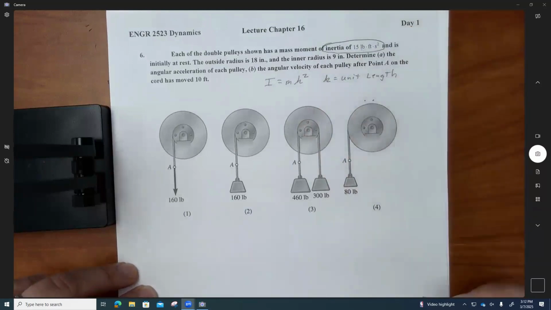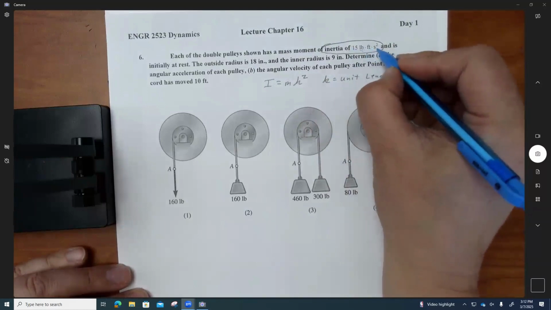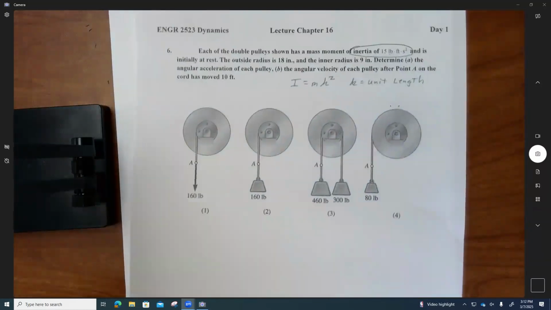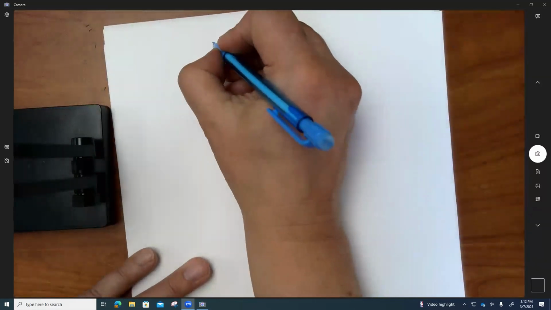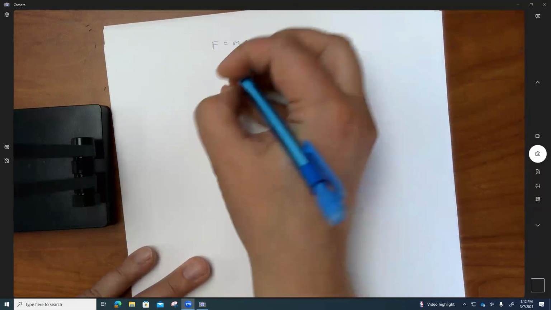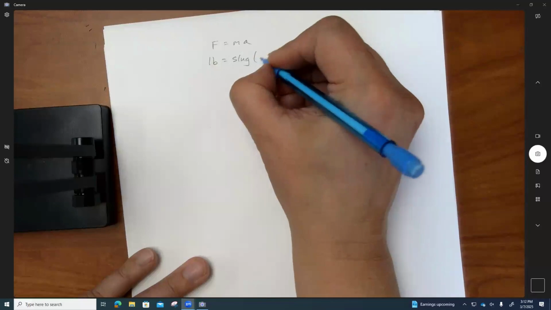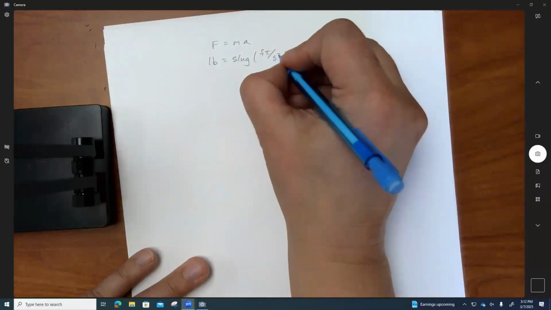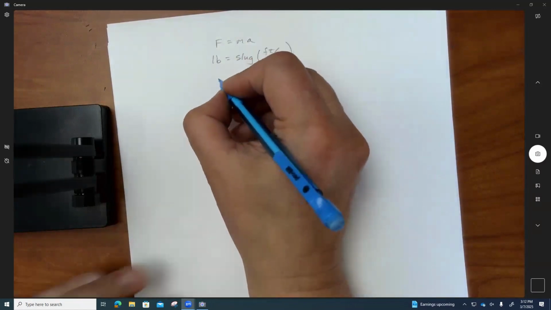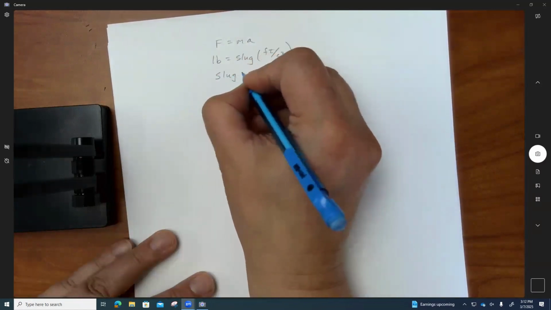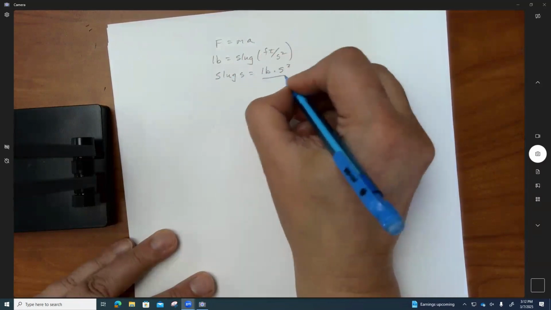So here in the English system, the mass moment of inertia is pound-feet second squared. If we look at force equals mass times acceleration, we know we have pounds, we know we have slugs, and we have acceleration in feet per second squared. If we solve for slugs and see what units slugs are, those are going to be pound times seconds squared divided by feet.